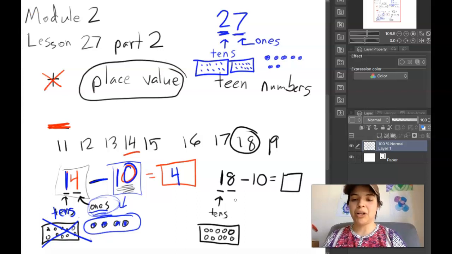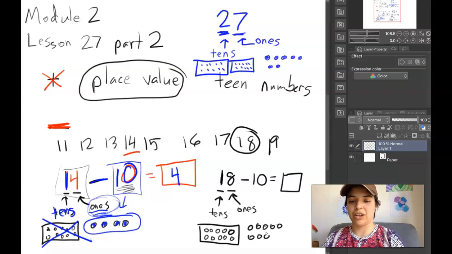Ta-da! But we're not quite done, because this number wasn't just a 1, it's also an 8. But the 8 isn't part of the tens, it's part of the ones. It just means there wasn't enough to make another 10. There's less than 10. And it happens to be 8. So 1, 2, 3, 4, 5, 6, 7, 8. Ta-da! There we have it. The numbers 1 and 8, 18.